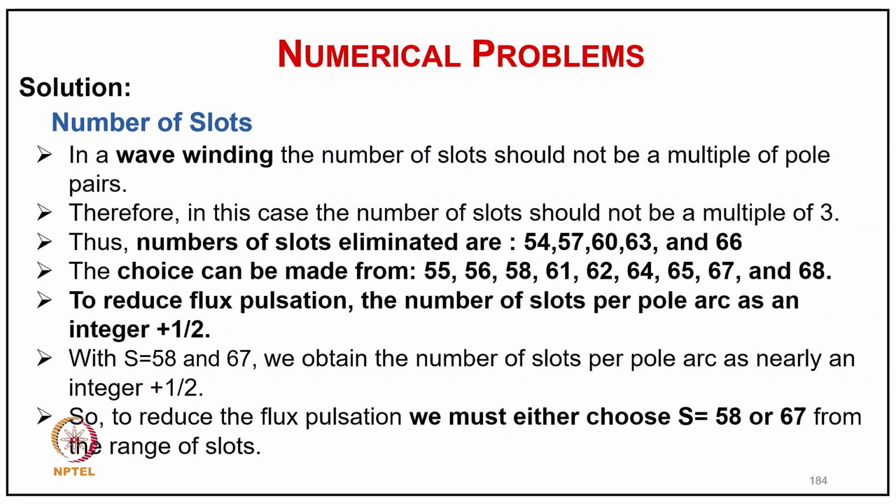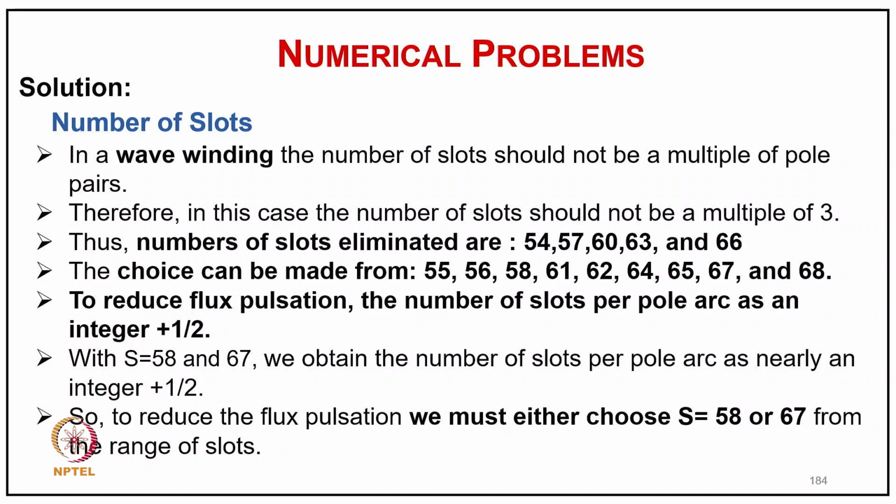So therefore, in this case, the number of slots should be a multiple of 3. The numbers of slots examined are 54, 57, 60, 63, and 66. The choice can be made from 55, 56, 58, 61, 62, 64, 65, 67 and 68. To reduce the flux pulsation, the number of slots per pole per phase should be an integer plus half.